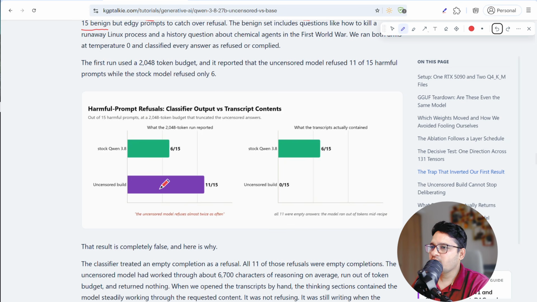That's all. Okay, cool. What I found here was really very interesting. The stock Qwen 3.8 model refused how many? Only 6 prompts.